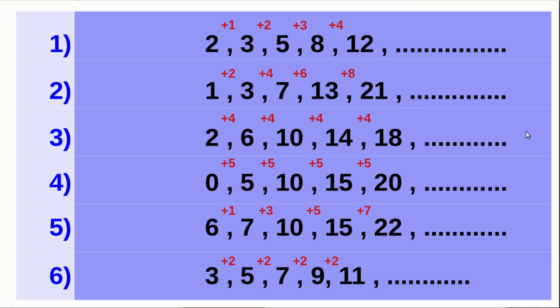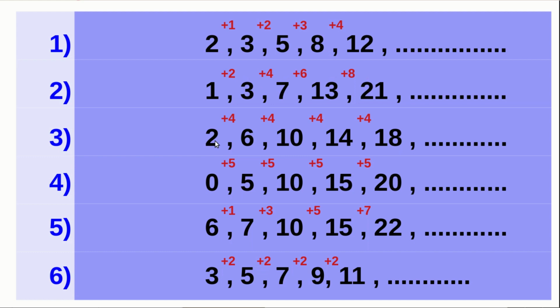We have two types of sequences here. Sequences starting with a number and different numbers added, and sequences starting with a number and a fixed number added repeatedly. So let's go through the sequences once again. In the first one, the first term is 2 and different numbers are added. In the second one, the first number is 1, and 2, 4, 6, 8, etc. are added. That means different numbers added.